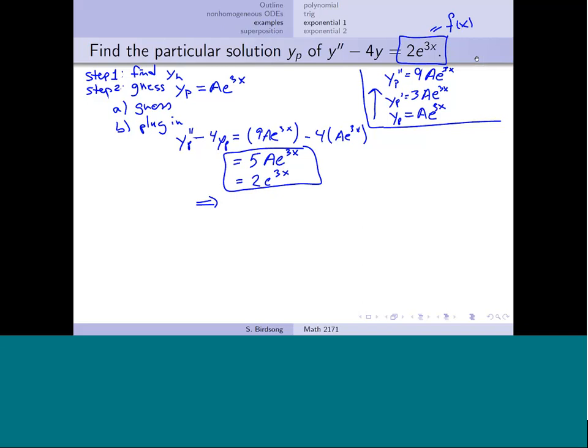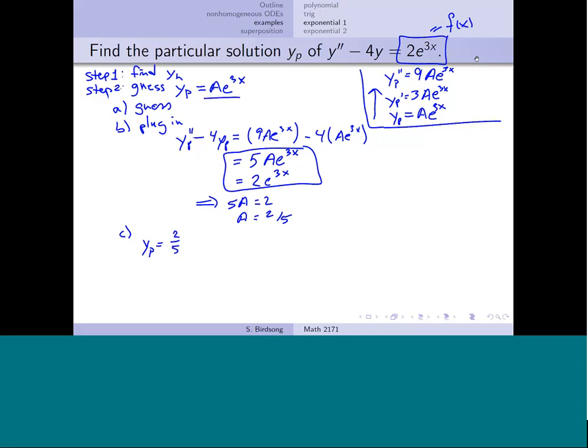So what do we have? This tells us that 5a has to be 2, or that a has to be what? Anybody got what? So we'll just move the 5 over, and we'll get 2 over 5 for our a. And the last step is you put it all together and get your actual answer. So this tells us that our particular solution is 2 over 5.